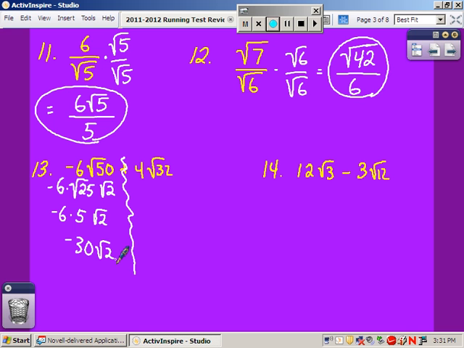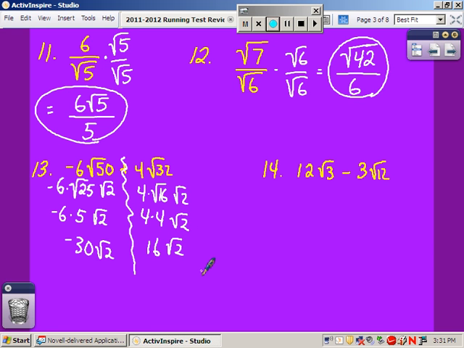And I'm going to do the same thing on this side. I'll bring down this 4, and I'm going to split 32 into 16 and 2. The square root of 16 is 4, so what I really have is 4 times 4 square root of 2. That's positive 16 square root of 2.